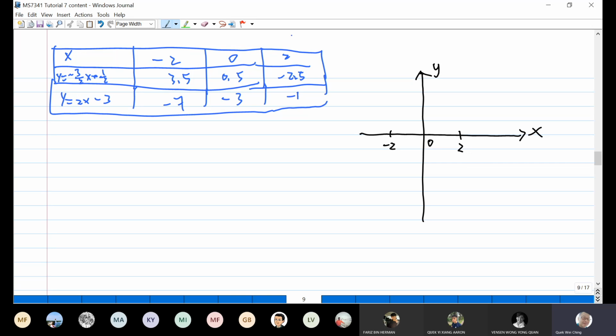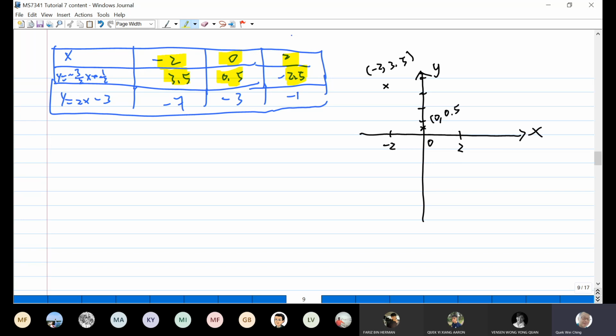So let me say 2, 3, 3.5. 2.5 is somewhere here. So this is minus 2, 3.5. And then I'm looking at this one now: 0, 0.5. So there's another point here. This is 0, 0.5. Then another point.